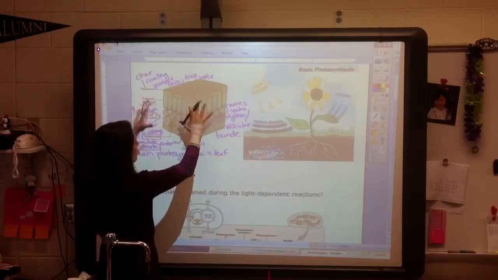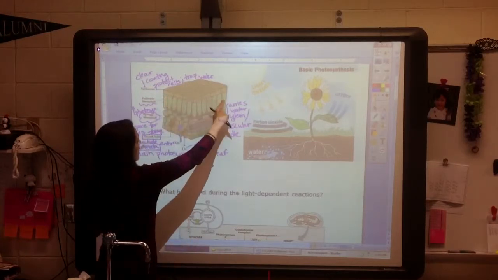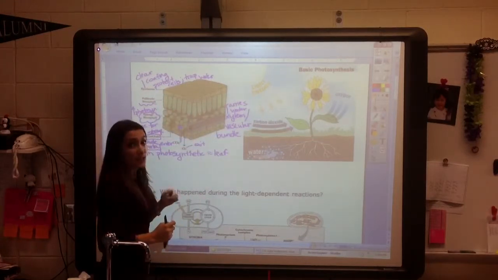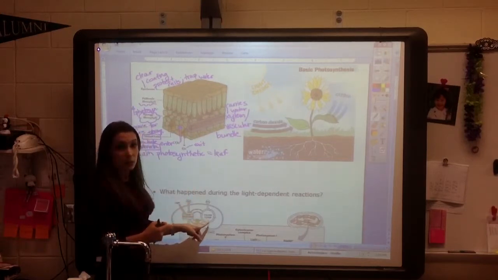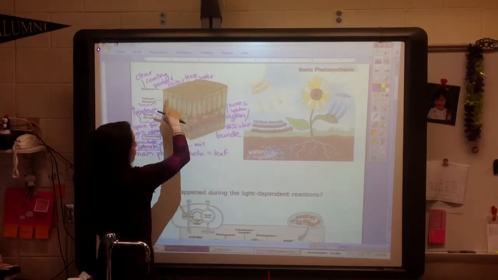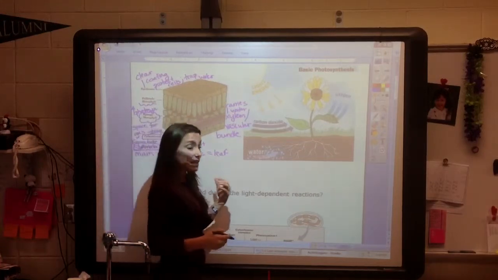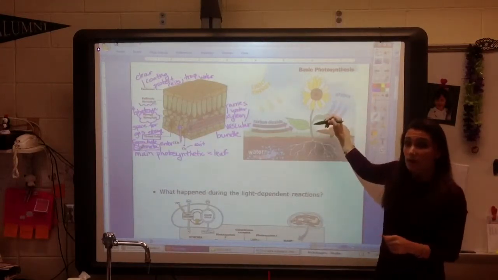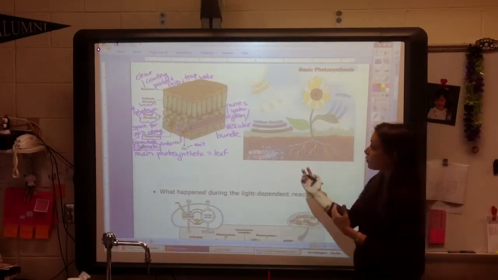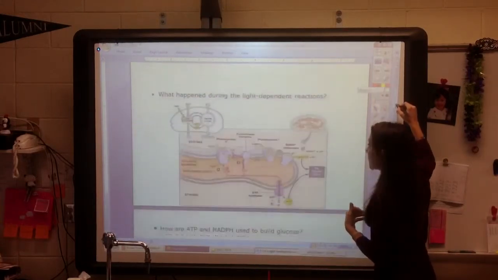So we do need to know a little bit about the structure of the leaf, because where the light-dependent reaction happens is where we want our Calvin cycle to happen as well. So these cells are going to be doing the light-dependent and what we call the light-independent reactions. So we're here, we're in the leaf. The leaf got some light. It was delivered water. And we started the light-dependent reactions.